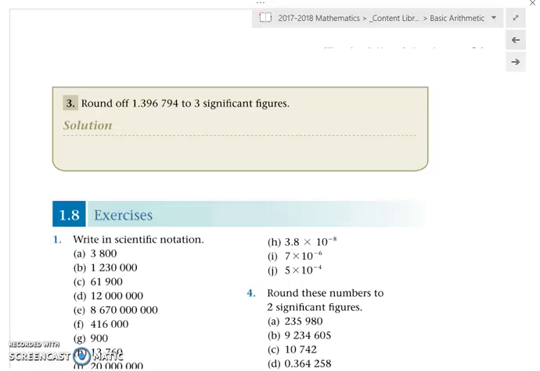Round 1.396 off to two significant figures. What's the first one that is significant? That one. What's the next one that's significant? What's the next one? Okay, but what's next to the 9? Which makes us? Which means we are rounding off to 1.40. You have to put the 0 in.